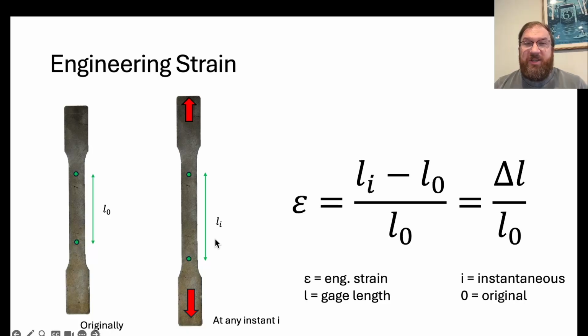So during the test, we're not measuring this property. We're not going in with calipers and measuring the length at any given time point. We're relying on the test machine, like an Instron or other tensile tester, to calculate what this delta is, and then we calculate epsilon from that. So we'll go through this in the example.